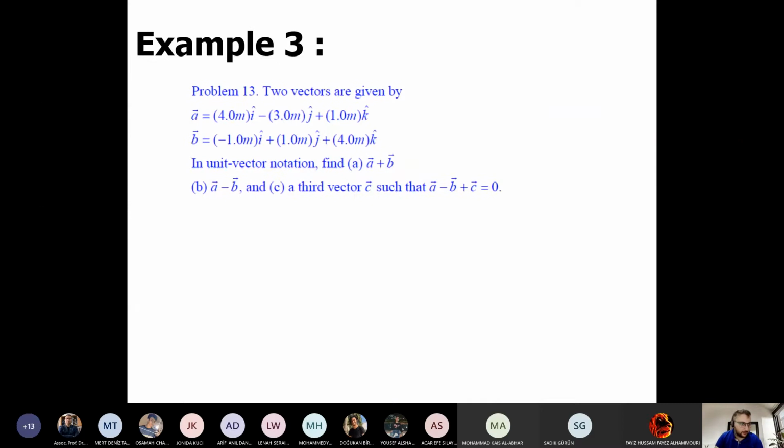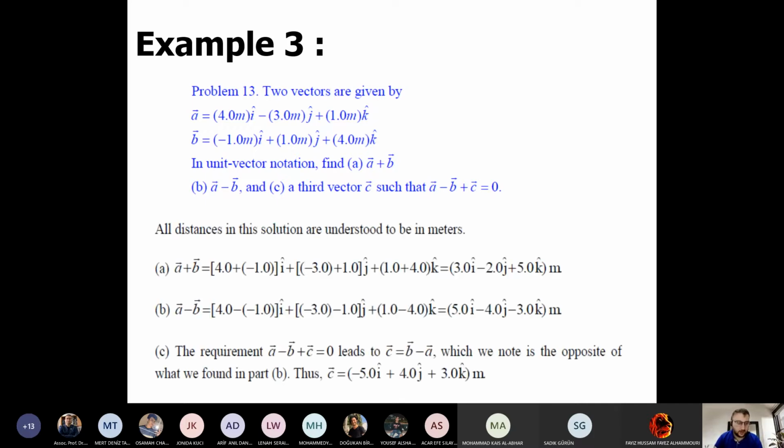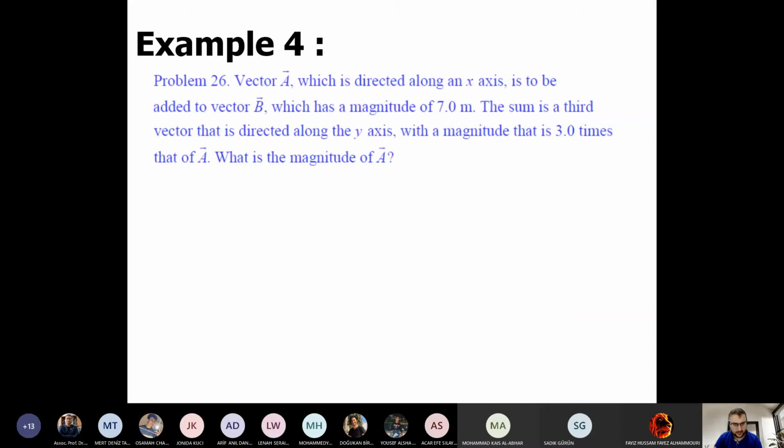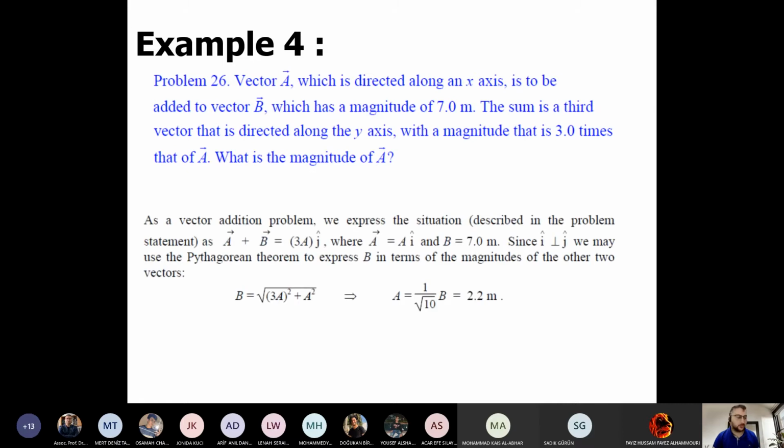Yes, this is another example. Two vectors are given. This is homework; you can try to do it yourself. It is simple: you only do a minus b, and then a plus b, and then find the vector c. The solution is here also. And this example 4 is also homework, to try to do yourself, and the result and solution are given to you.